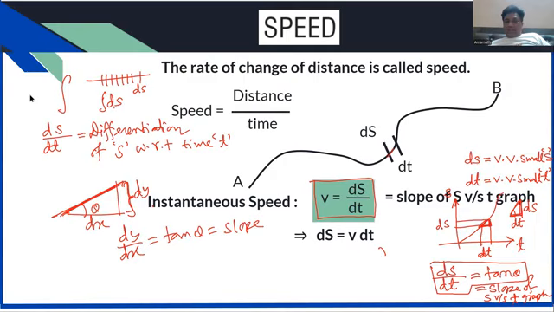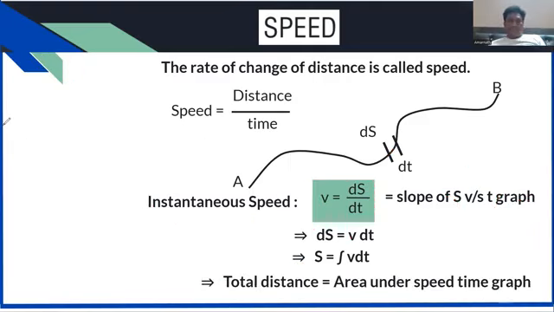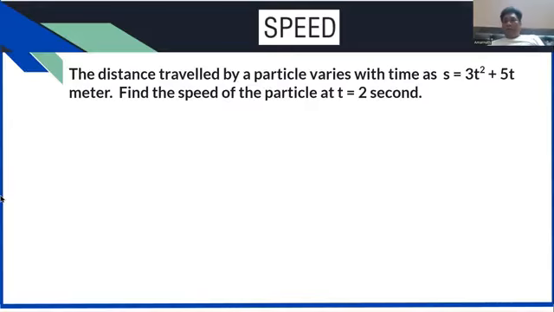So here you see, as v equal to ds by dt, it means ds equal to v into dt. So if I integrate it, what do I get? Integration of ds is s, means integration of v dt is nothing but total distance traveled. Okay. So get ready for a question.